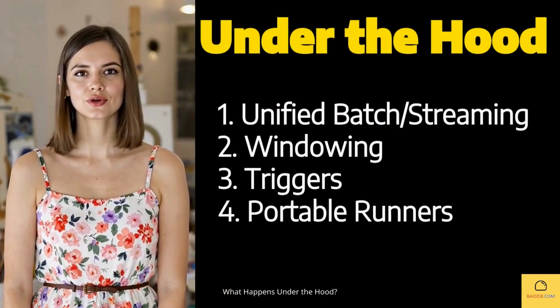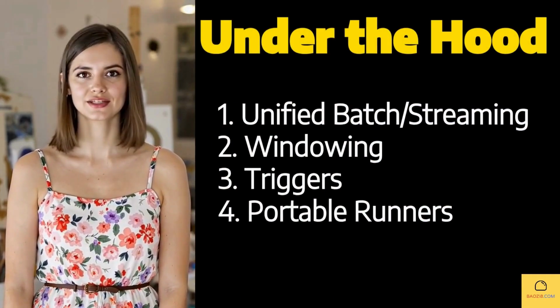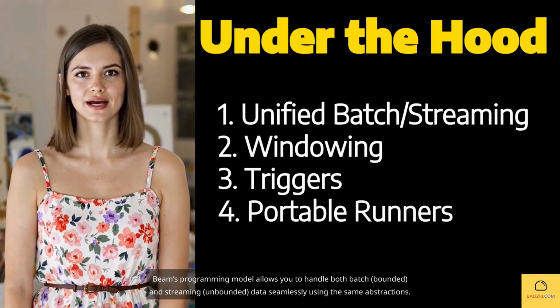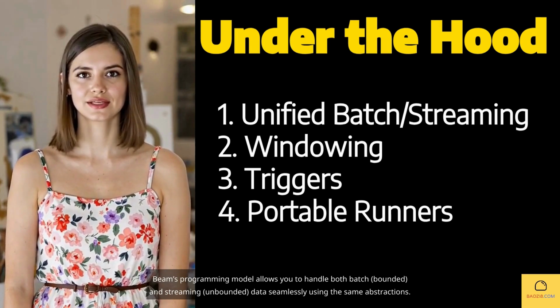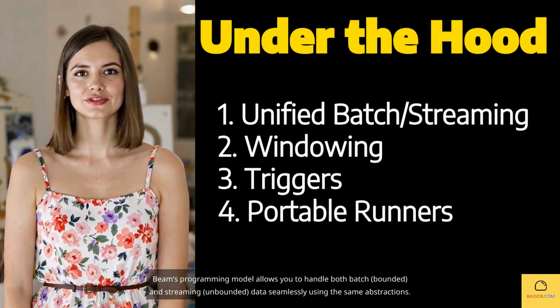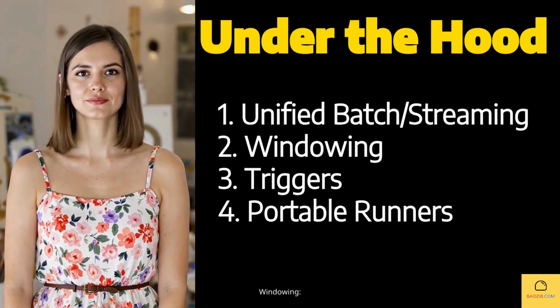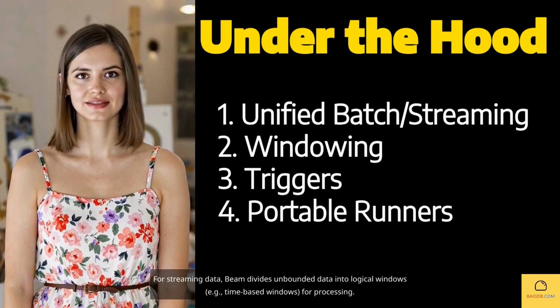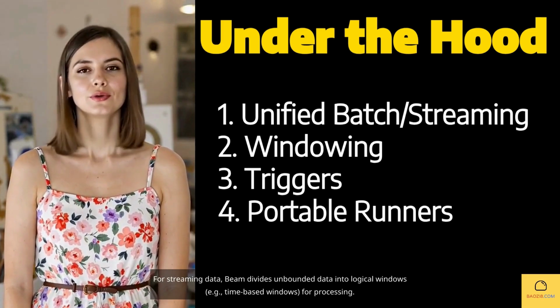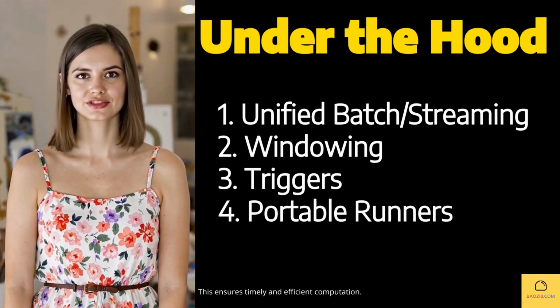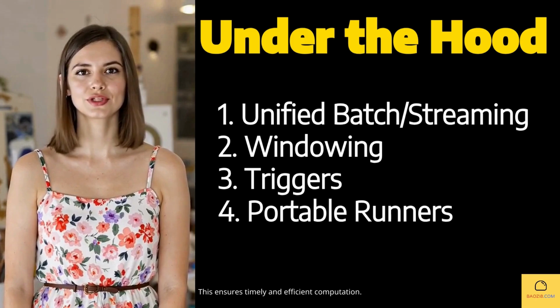What happens under the hood? 1. Unified batch and streaming. Beam's programming model allows you to handle both batch, bounded, and streaming, unbounded, data seamlessly using the same abstractions. 2. Windowing. For streaming data, Beam divides unbounded data into logical windows, e.g., time-based windows, for processing. This ensures timely and efficient computation.